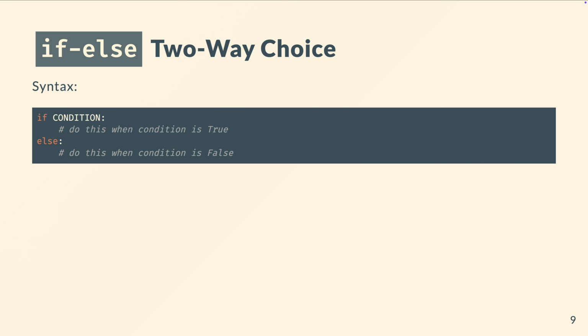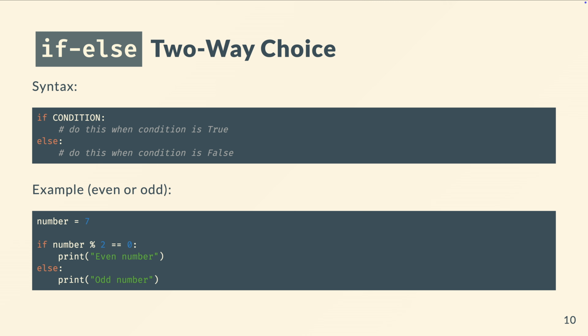Sometimes we want 2 choices. One choice when the condition is true, and another choice when it is false. That is if-else. If the condition is true, Python runs the indented block under if. Otherwise, Python runs the indented block under else.